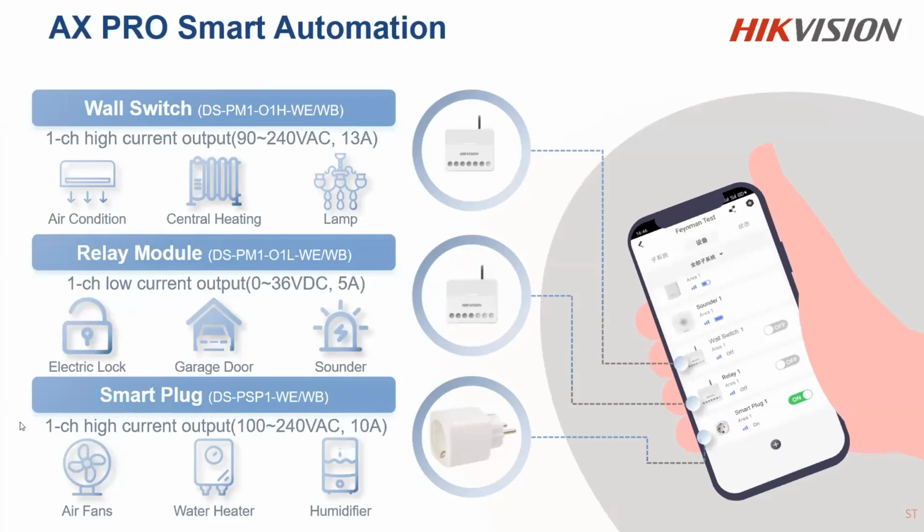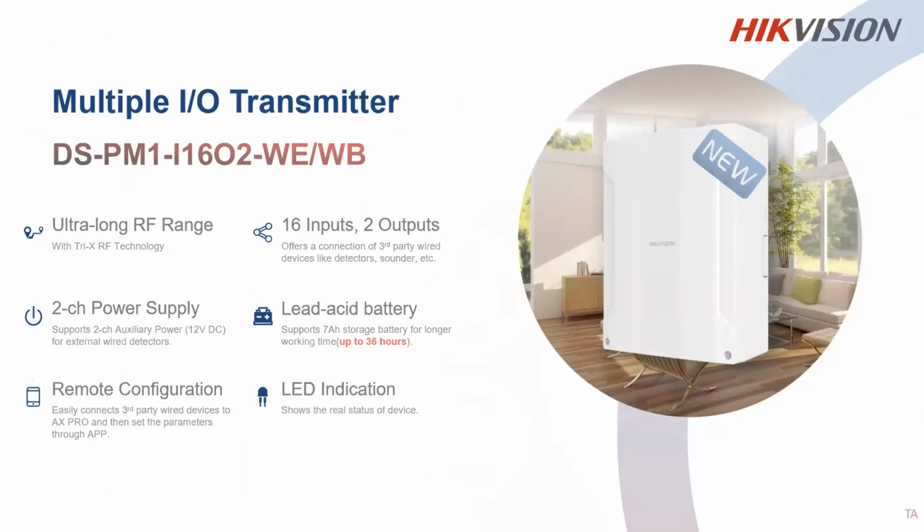And also we have the smart plug. Without disrupting your existing setup, you can just place the smart plug between your electrical socket and the electronic appliance, and you can convert that particular device into a smart device. So these can all be integrated with the alarm panel and later managed through our High Connect mobile app. Multiple IO transmitter, I think this can be very useful for our viewers, right?